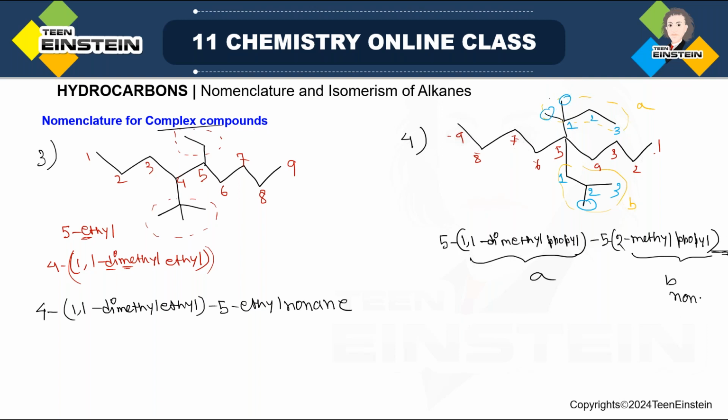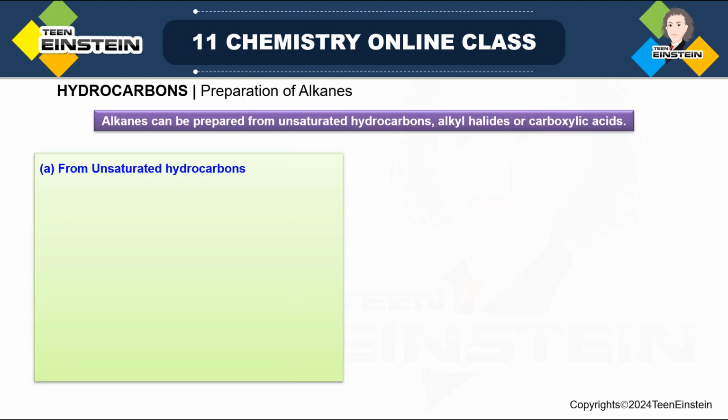You have to end it with nonane. So we have discussed nomenclature for 4 alkanes with very complex substituents. The more you practice it, the clearer your idea will be. Here D is getting more priority than methyl, so that is why it is written first in the IUPAC name: 1,1-dimethyl propyl, and the second one is 2-methyl propyl. Both are at the 5 position.